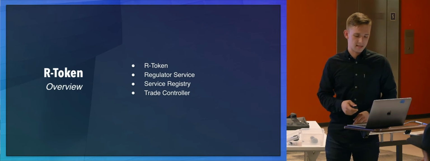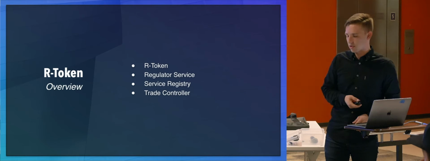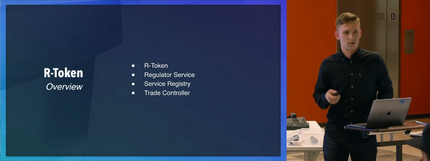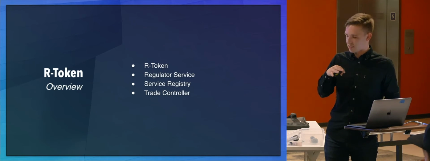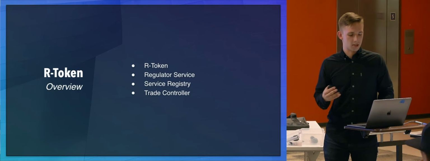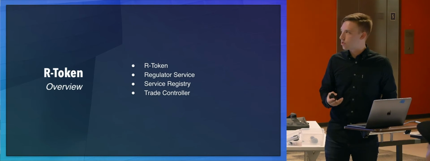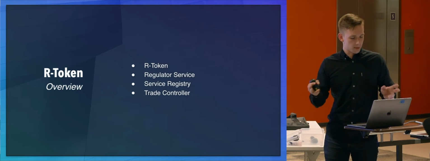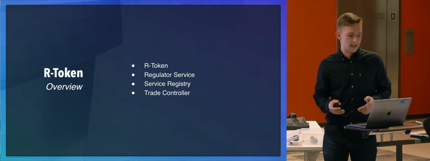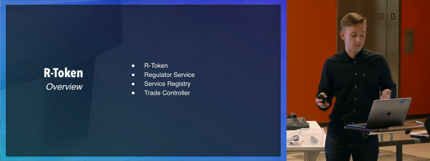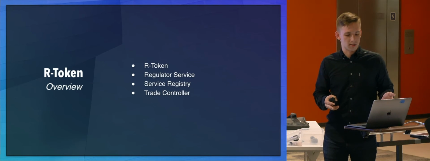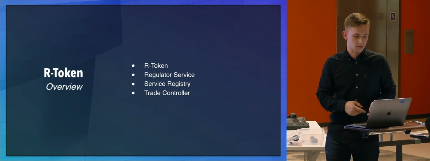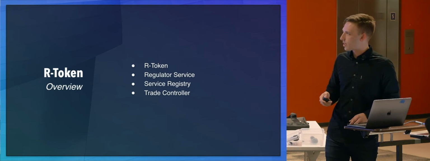And then the last component is a trade controller. Trade controller is just an R-Token specific name for an Ethereum account that has permission to change the regulator service. So from Harbor's white paper, "Harbor will be the first trade controller in the initial implementation of the R-Token standard. Planned implementations will allow for decentralization of this role." All right, so let's look at some code and diagrams.